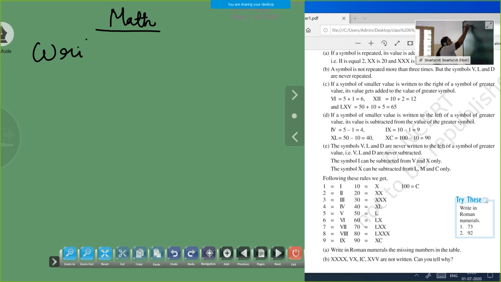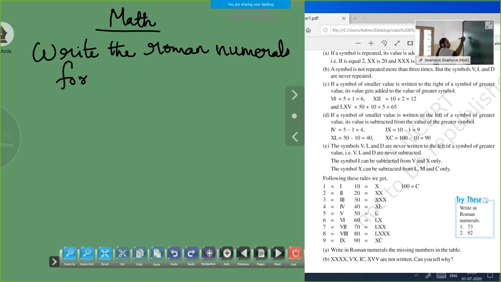Write the Roman numerals. Roman numeral means a Roman number only, okay? Teacher is giving some questions. You have to write the answer. First one, teacher is putting 73. At the same time you have to write the Roman number.